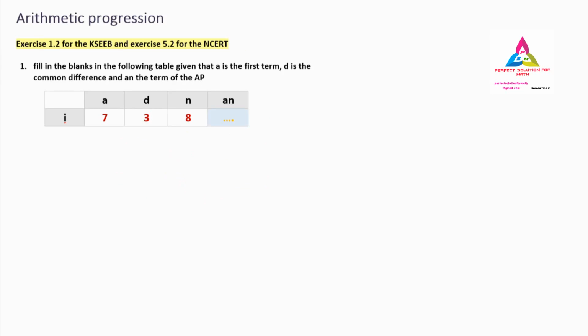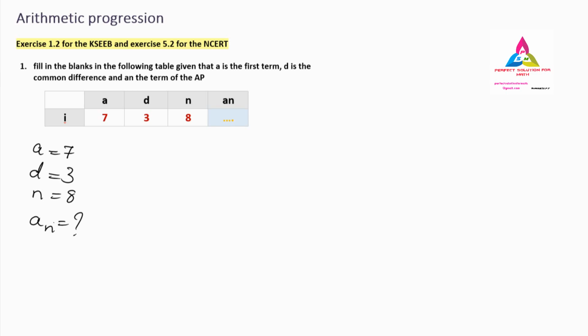So in the first question, what is given? You have to write down first, A is equal to 7. Next they have given the D value, so D is equal to how much? 3. And next they have given the N value, that is 8, but you have to find what? AN.